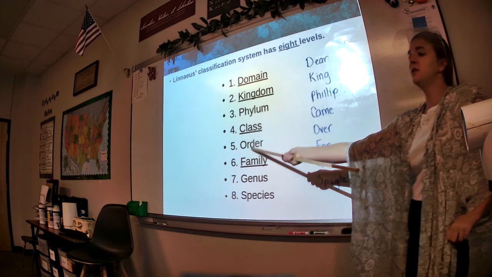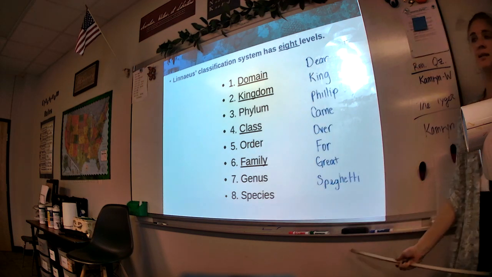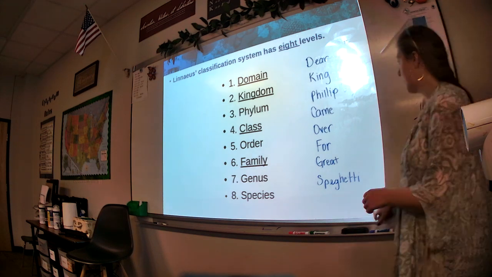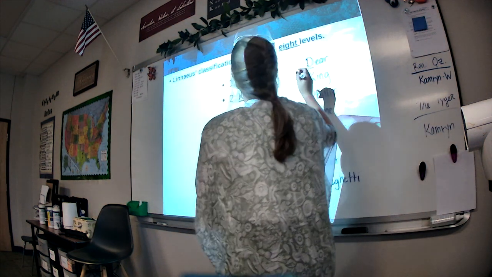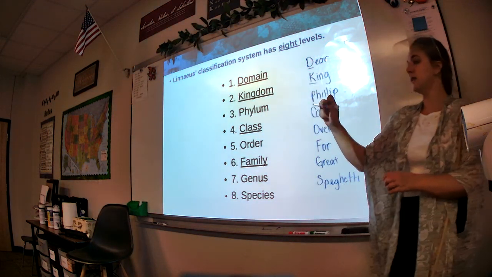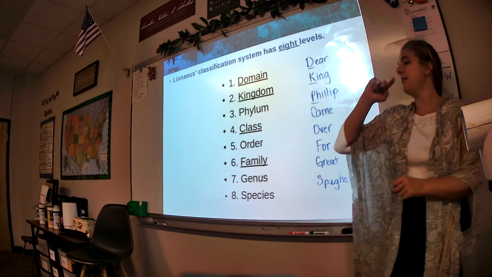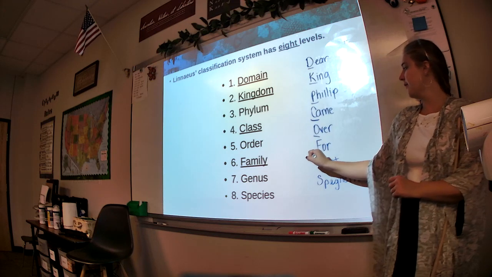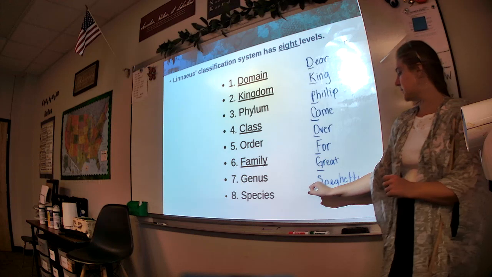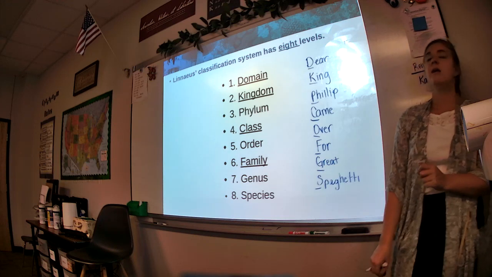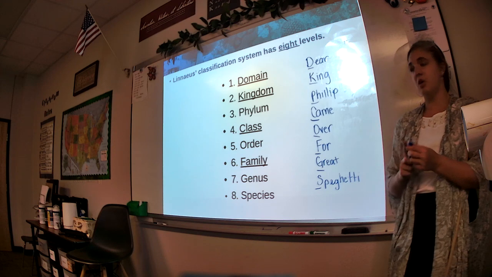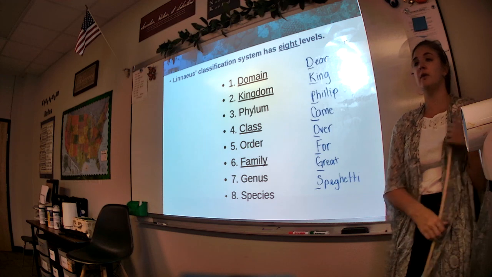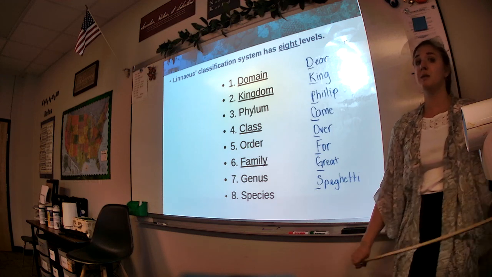Next to where you wrote this in your notes, I do want you to write this sentence: Dear King Philip came over for great spaghetti. Dear for domain. King for kingdom. That should be easy. Philip for phylum. That should also be easy. Came for class. Over for order. For for family. Great for genus. And spaghetti for species. Now, there are other sentences out there. You can make up a new one if you want to. I don't care. But somehow you do have to memorize the order of those levels of classification and be able to write them down for the test.